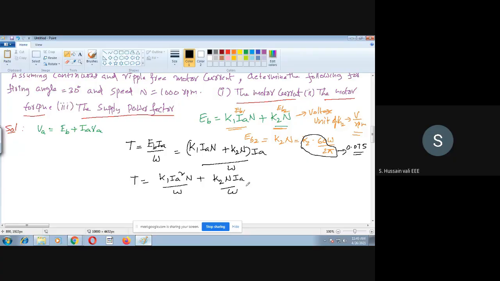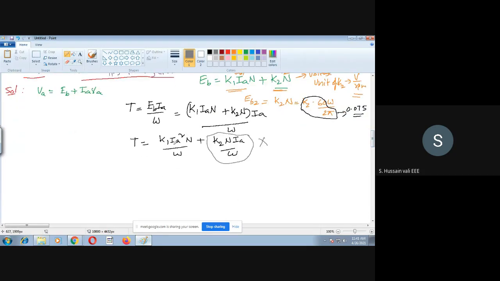Last class we saw one important thing: we neglected this second part, because it is due to the residual magnetism, so we consider it very small. As we neglected that, only the first part is left, that is T is equal to K1 Ia square into N by omega.